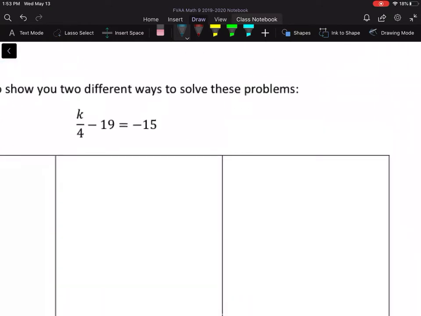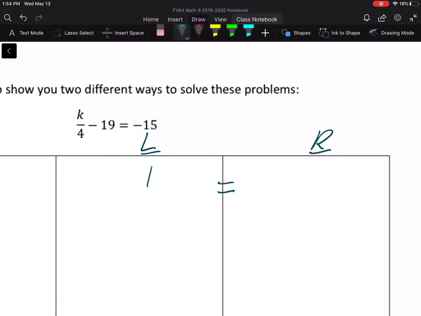This problem here. Again, I'm going to use that solid line to separate the left side of the equation from the right side of the equation. I have k over 4 minus 19 is equal to negative 15. Again, my variable that I want to isolate is on the left-hand side. So I'm going to move that negative 19 to the right and that divided by 4 to the right as well. I'm going to start with my negative 19, here negative 19.